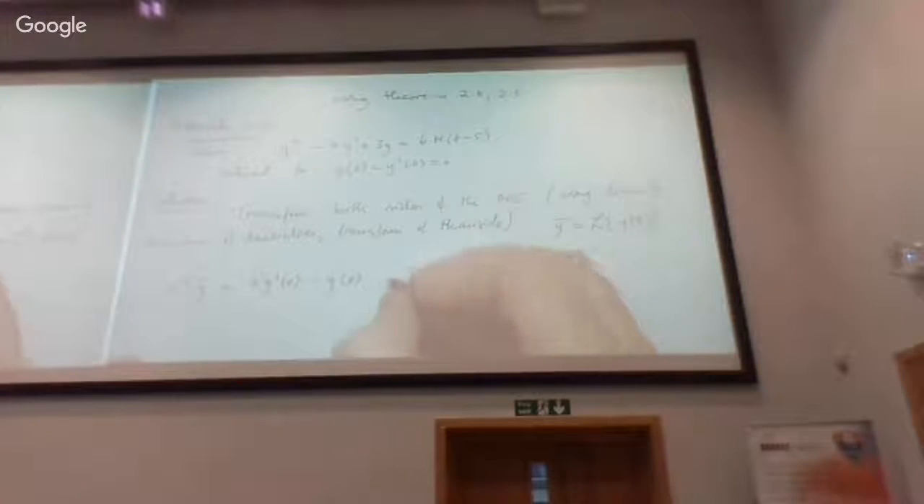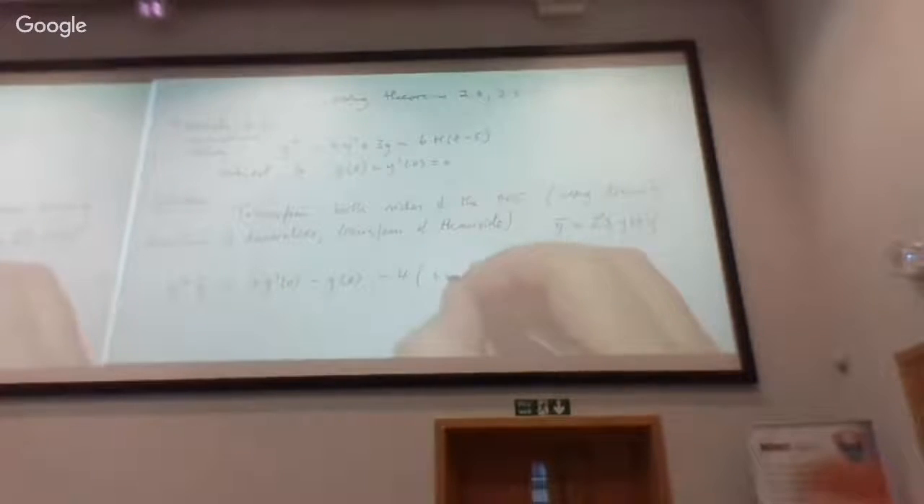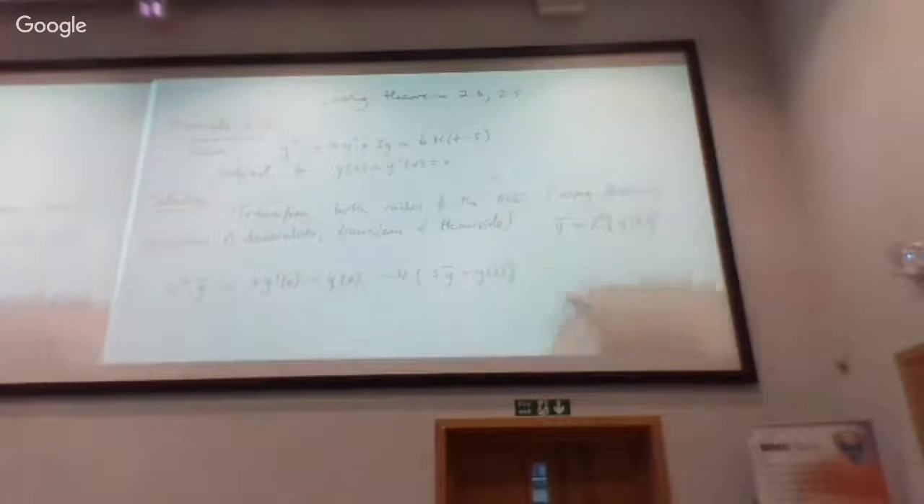Then you'll have minus 4 times, because I'm using linearity here, the transform of 4 times the derivative is just minus 4 times whatever the transform of the derivative is. And that's s y bar minus y 0, the initial value of y. Continuing with linearity, you've got 3 times y, so that will transform to 3 times y bar.